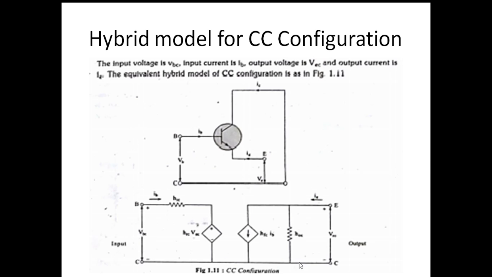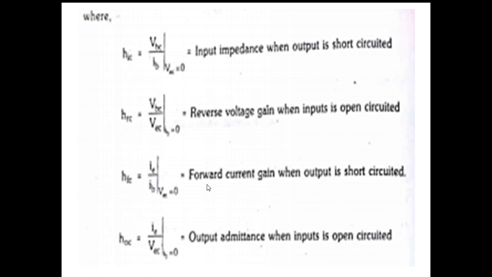Next, this dependent current source is in parallel with another parameter HOC VEC, where HOC is an admittance, 1 by resistance. Therefore, it is represented with a resistor. This is the output voltage. So this is the second equation's equivalent circuit. The complete hybrid model for common collector is developed by using two equations, the input voltage equation and the output current equation. This is the complete hybrid model for common collector configuration.